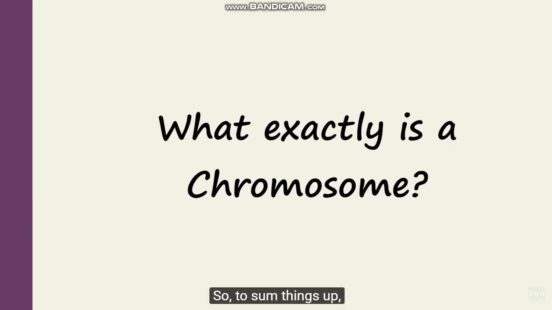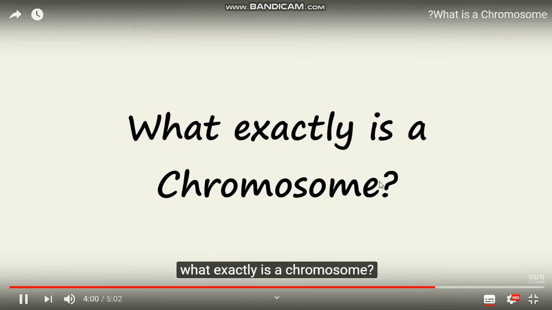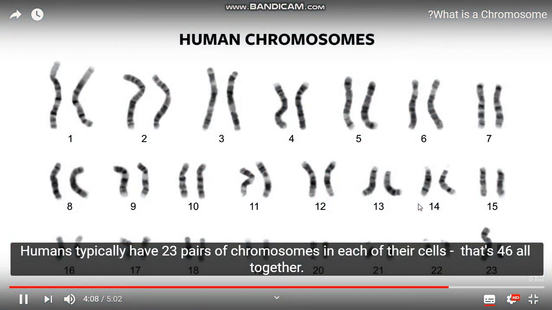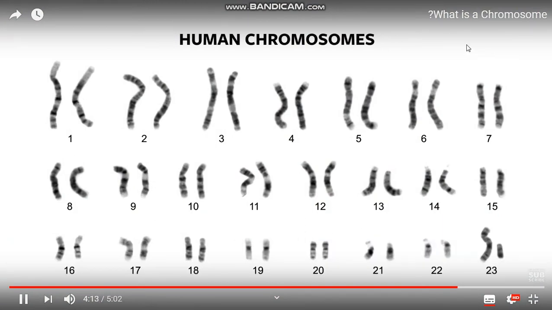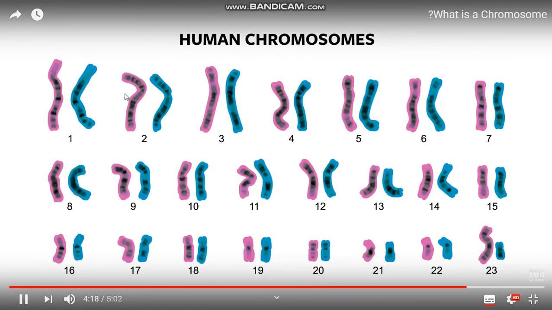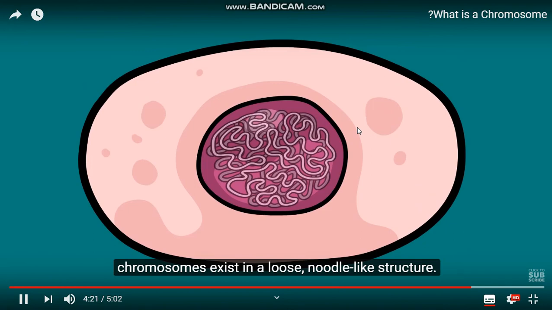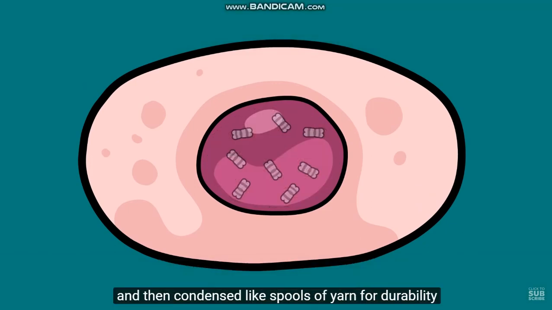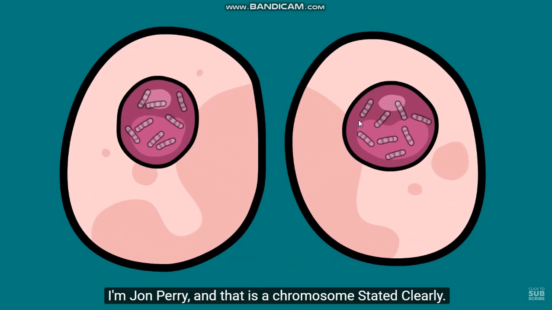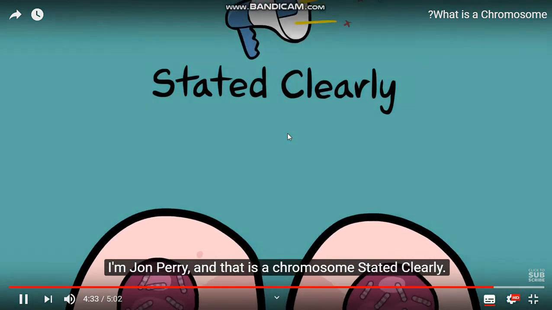So, to sum things up, what exactly is a chromosome? A chromosome is an entire chain of DNA along with a group of stabilizing proteins. Humans typically have 23 pairs of chromosomes in each of their cells. That's 46 altogether. In your body, one member of each pair came from your father, the other from your mother. For most of a cell's life, chromosomes exist in a loose, noodle-like structure. Chromosomes are copied and then condensed like spools of yarn for durability when a cell prepares to reproduce by splitting in two. I'm John Perry, and that is a chromosome.